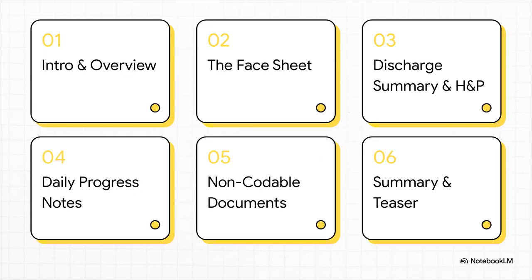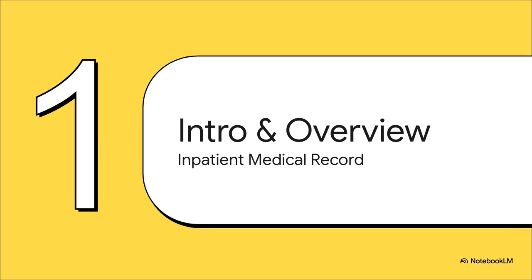All right, so here is our roadmap for today. We're going to cover 1, intro and overview, 2, the face sheet, 3, discharge summary and H&P, 4, daily progress notes, 5, non-codable documents, and 6, a summary and teaser for next time. Let's get to it. Starting right off with Section 1, Intro and Overview, the Inpatient Medical Record.